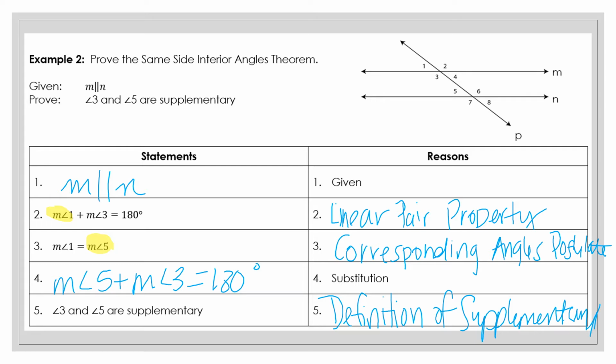You will prove that alternate exterior angles are congruent in your homework tonight. It will look very similar to that first proof that we did.